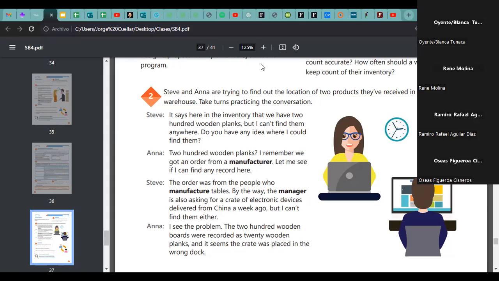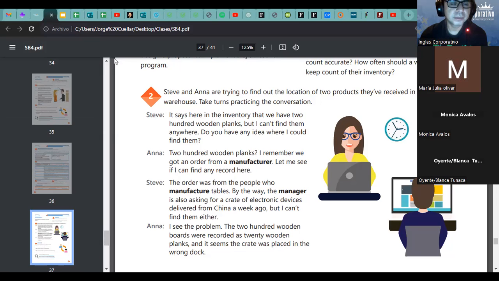It says here in the inventory that we have 200 wooden planks, but I can't find them anywhere. Do you have any idea where I could find them? Anna, 200 wooden planks. I remember we got an order from a manufacturer. Let me see if I can find any record here. Okay, I believe that is the part for Monica. So Monica, could you please continue?